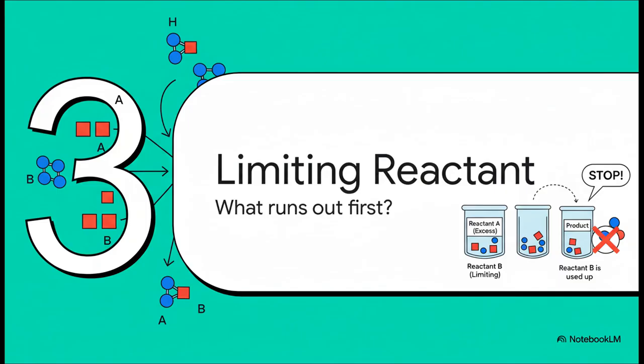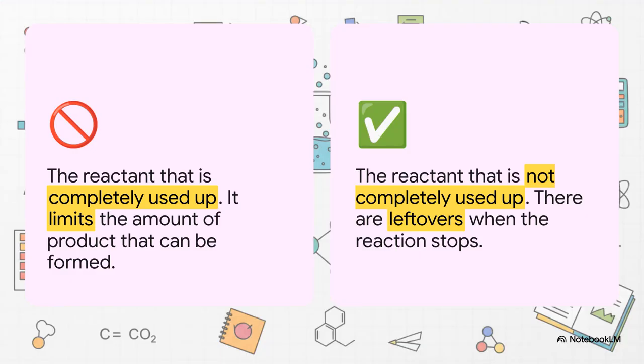Okay, now, in the real world, chemists don't always mix things in the perfect ratio. Usually, you have too much of one thing and not enough of another. The one that runs out first is called the limiting reactant because, well, it limits how much product you can make. So it's a really simple idea. The limiting reactant gets completely used up. Poof, all gone. It's the reason the reaction stops. The other reactant, the one you have leftovers of, is said to be in excess. Figuring out which is which is the key to predicting how much stuff you can actually make in a reaction.